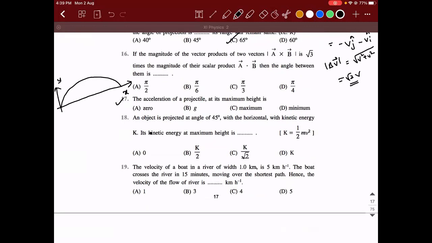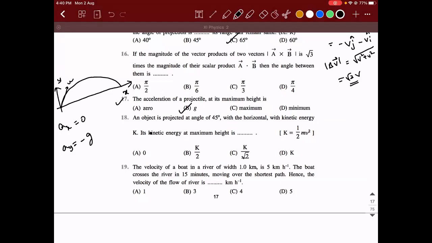See, why are you guys not thinking of the logic? When initial velocity u is given to this particle, I've already told you the derivation. What is the acceleration of the particle along x direction? 0. What is the acceleration of particle along y direction? It is minus g. So what is the only acceleration acting on this particle throughout its journey? Y component. G. That's the answer. Why is it going to be minimum or maximum? It has nothing to do with maximum height.